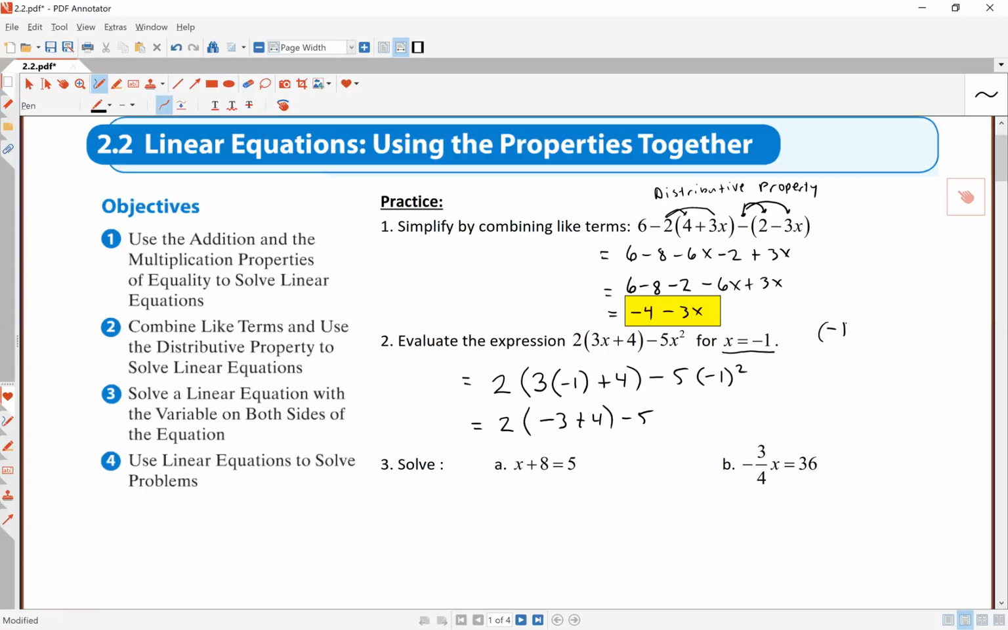And remember, negative 1 squared is the same thing as negative 1 times negative 1, which is positive 1. So 5 times negative 1 squared is 5 times 1. And then negative 3 plus 4 is 1. So we have 2 times 1 minus 5 times 1. And that's 2 minus 5, which is negative 3.